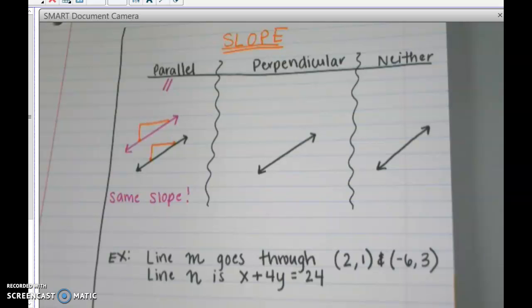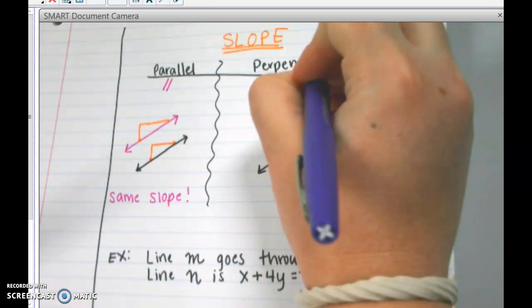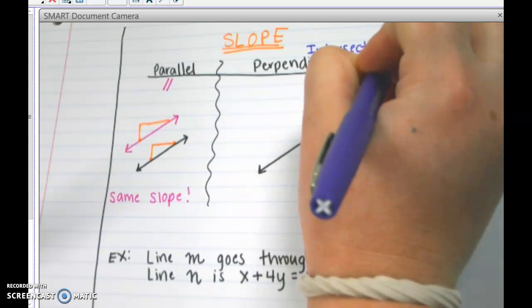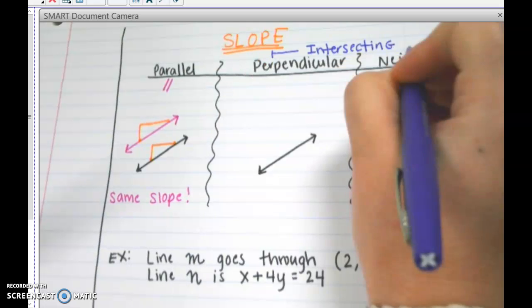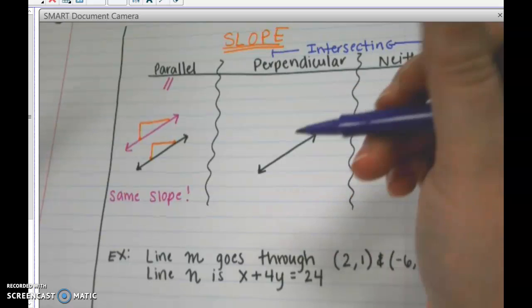All right, perpendicular lines and lines that are neither. Both of these categories are lines that will intersect each other. Parallel is the only kind that will never intersect. Parallel lines never intersect. Perpendicular lines, and if it's neither, will intersect. So how are we going to tell the difference?